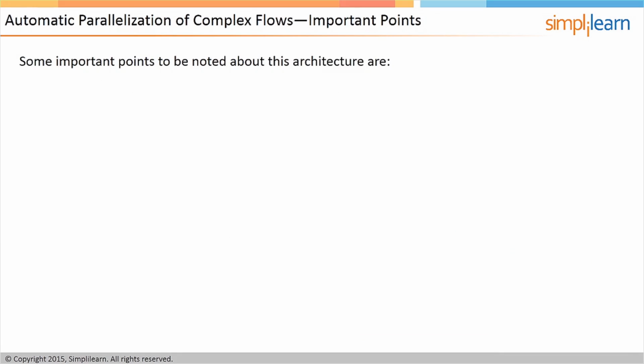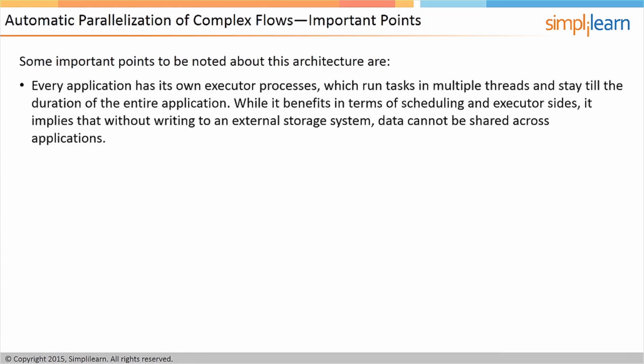An important point about this structure is that every application has its own executor processes, which run tasks in various threads and stay for the duration of the entire application. While this benefits scheduling and executor sides by separating applications, it also implies that without writing to an external storage system, you cannot share data across Spark applications.